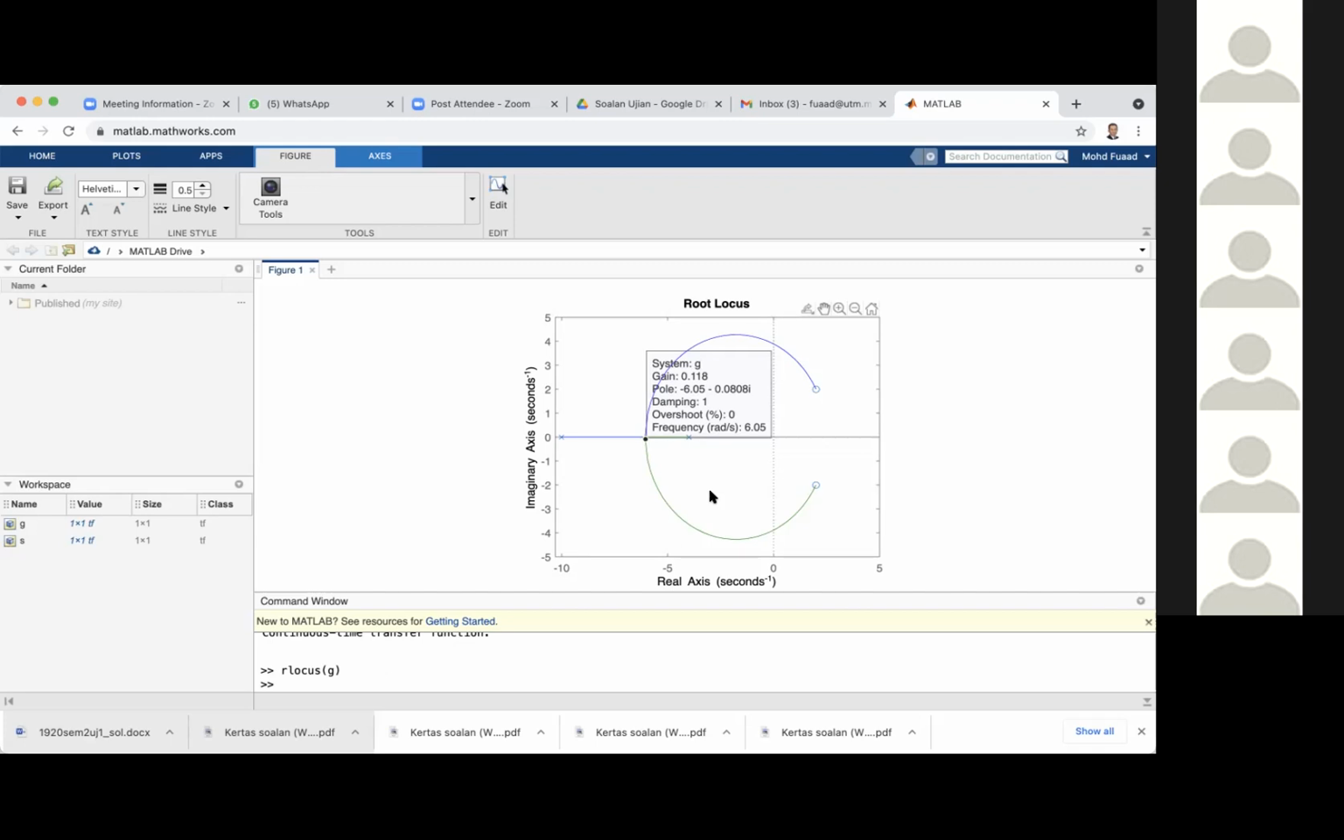Okay. So the way you calculate the gain is similar like this. Okay, which is K equal to the open loop transfer function.